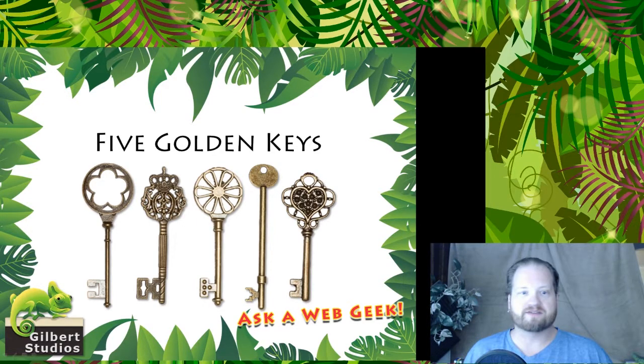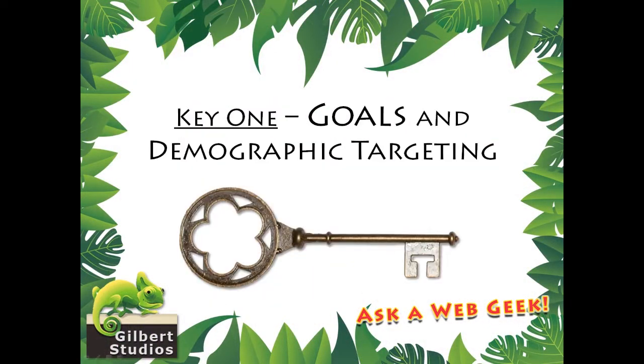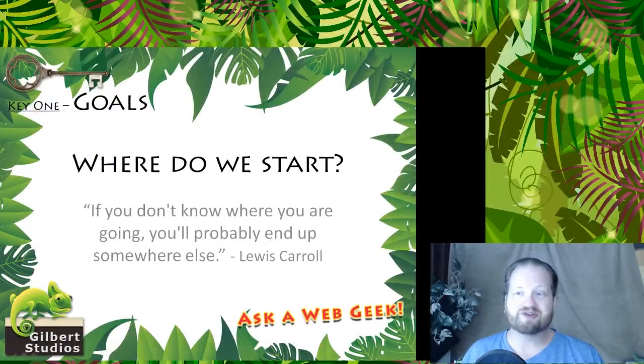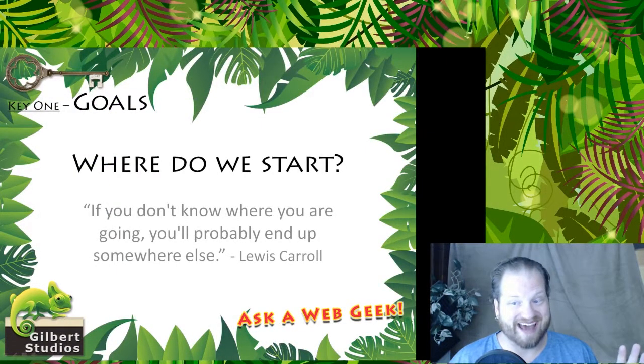But let's talk about the 5 golden keys, and we're going to talk today about key number 1. This is your goals and your demographic targeting. So where do we start? I love this quote by Lewis Carroll. If you don't know where you're going, you'll probably end up somewhere else. And that could not be more true when it comes to the internet.